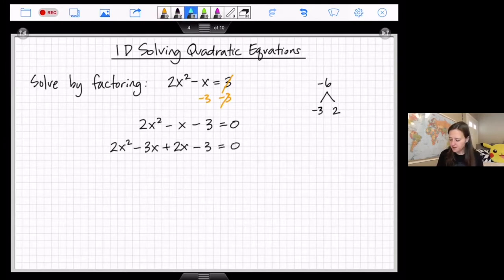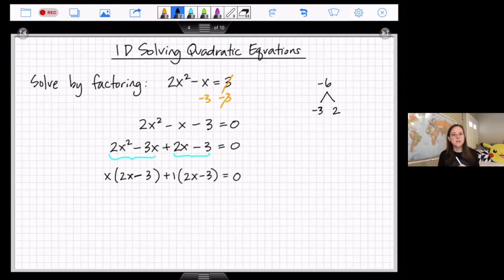And then we do our factoring by grouping. So we group these 2 together. There's really nothing other than an x that I can pull out of that first group, so x times 2x minus 3. And there's nothing I can factor out of 2x minus 3 other than a 1. So I'm going to say plus 1 times 2x minus 3.